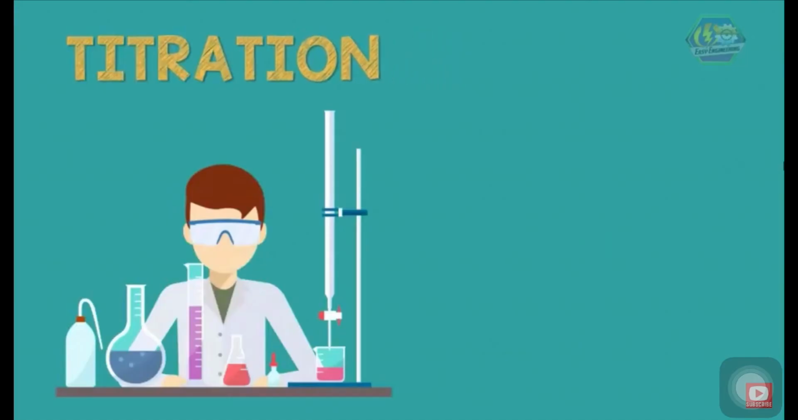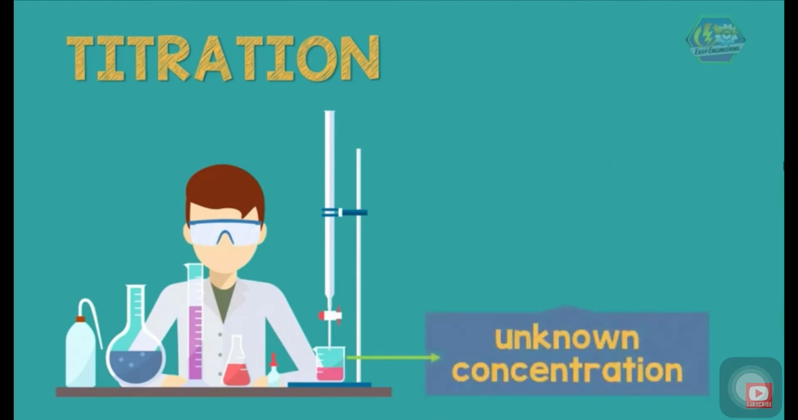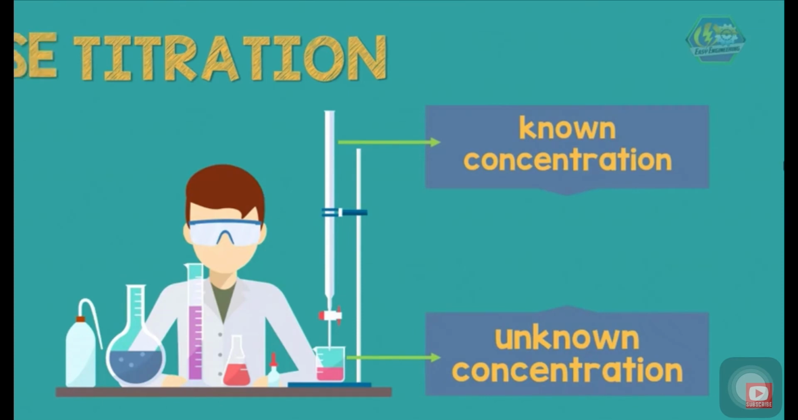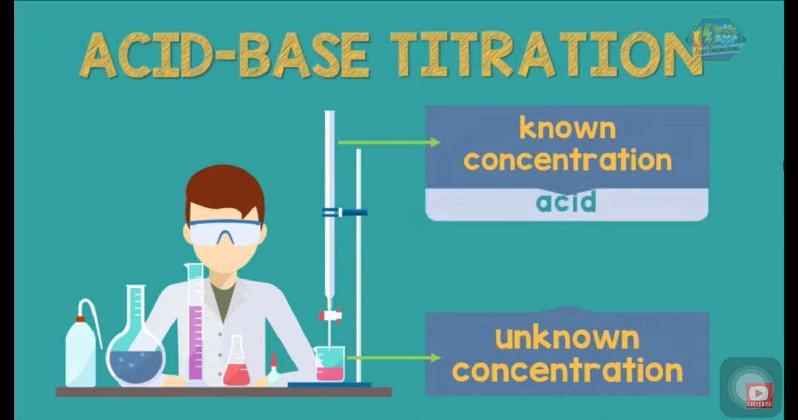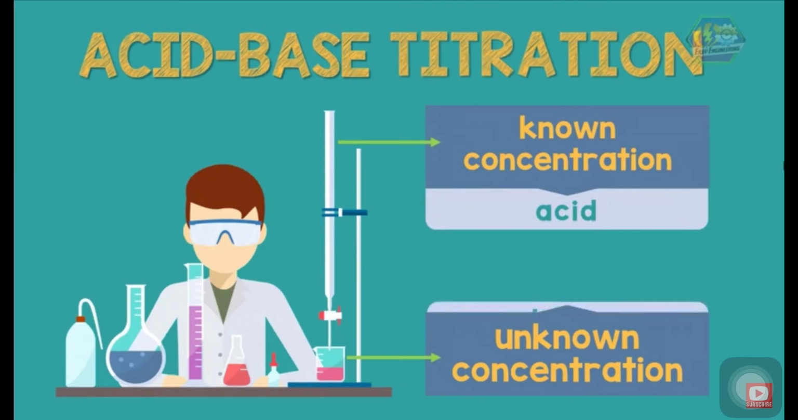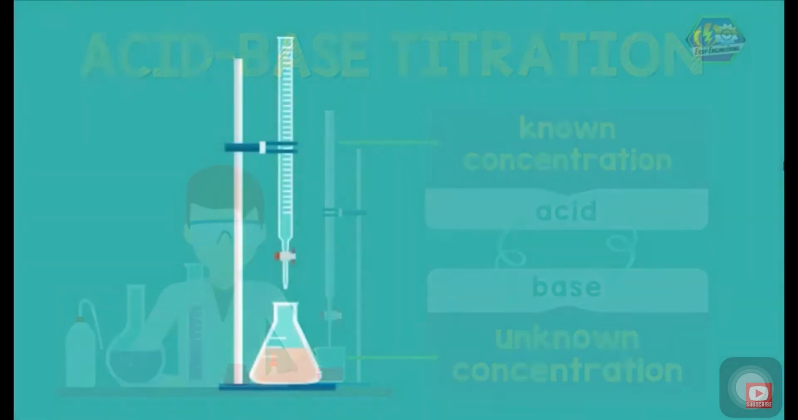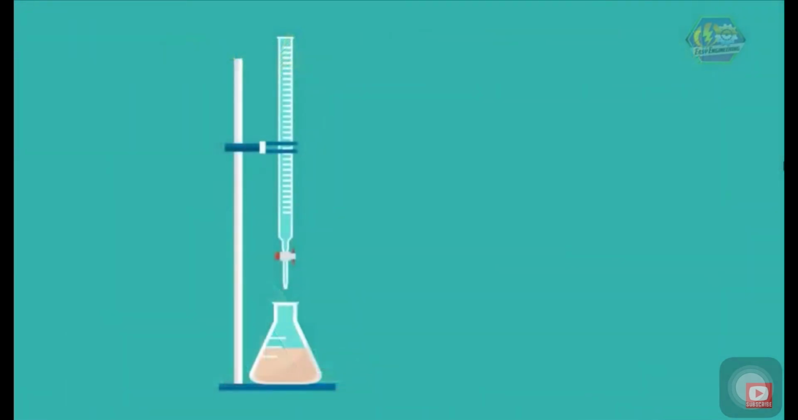One famous laboratory method is titration. Chemists use this method to quantify the unknown concentration of a solution by reacting it with a solution of known concentration. In an acid-base titration, the acid may be the solution with known concentration, and it reacts with the base of unknown concentration to determine its concentration, or vice versa. So titration is done just like this.